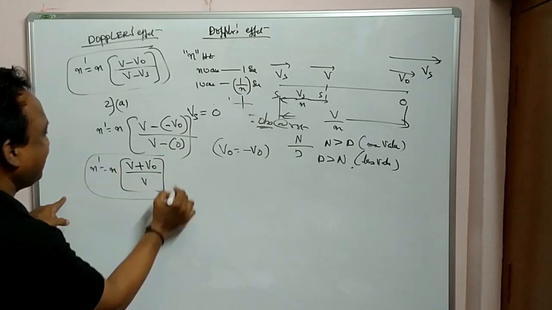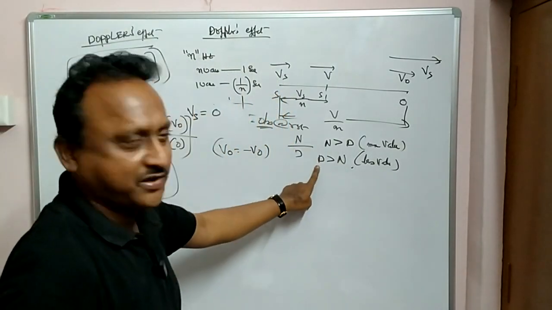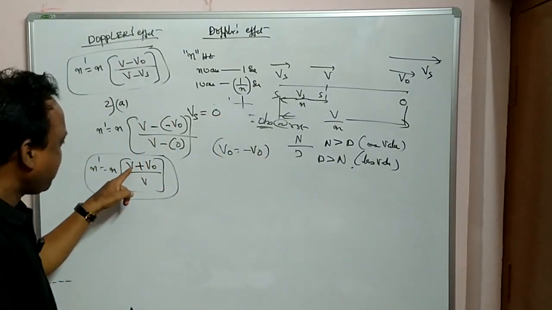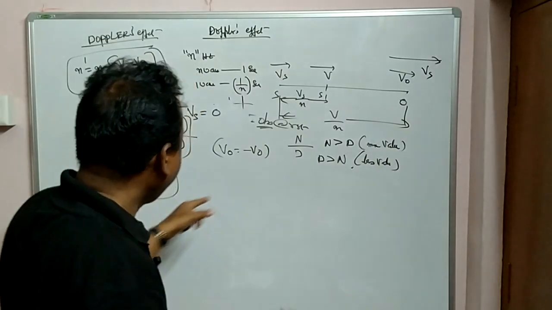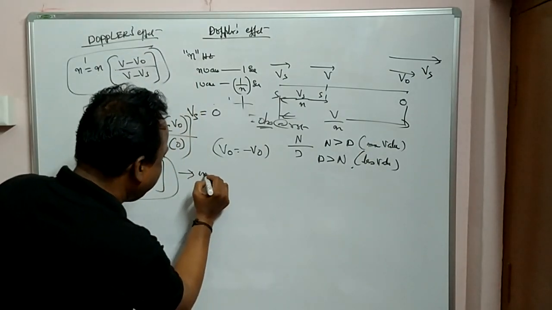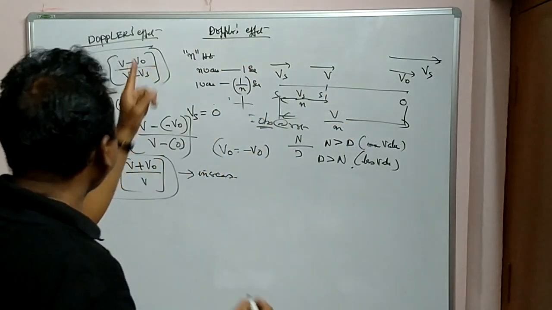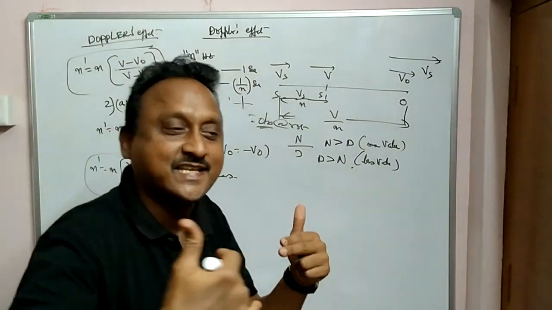See, so easy method. You need not follow the sign convention here. Just numerator and denominator you follow. That way you can easily understand the subject. So you can show numerator is greater than denominator, V plus something. So here the apparent frequency, what happens? Increases for the observer.